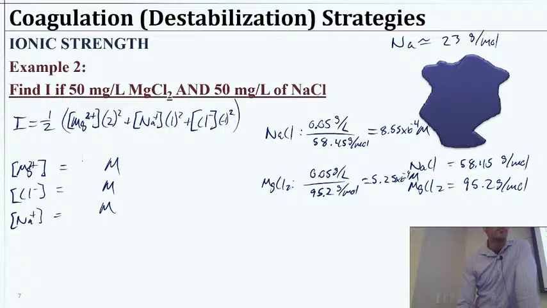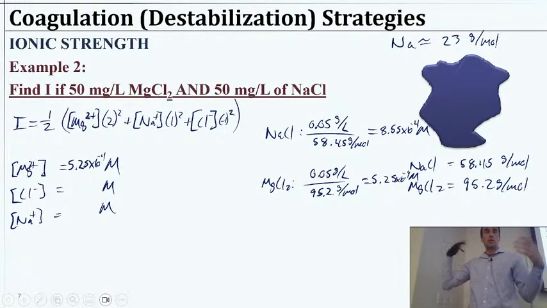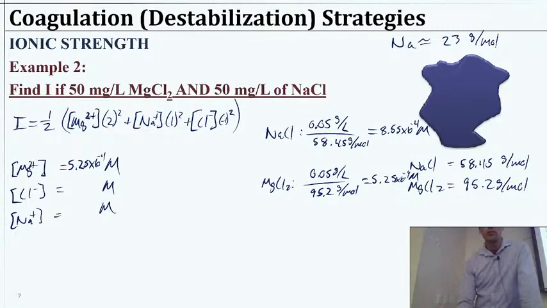Okay, so our magnesium concentration should come out to be half of what we did in the last problem. That would be a little simple. Could have seen that. So that should be 5.25 times 10 to the minus 4. Our sodium is going to be exactly the same as the sodium chloride concentration that we added, so to speak. That should come out to be 8.55 times 10 to the minus 4.